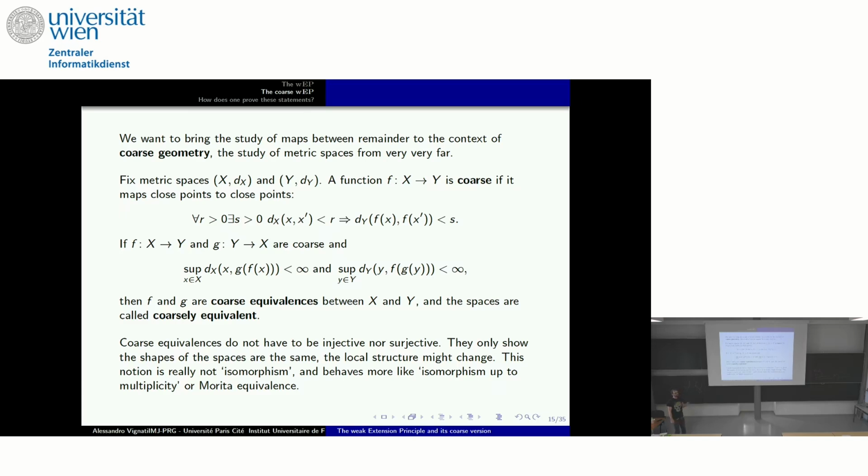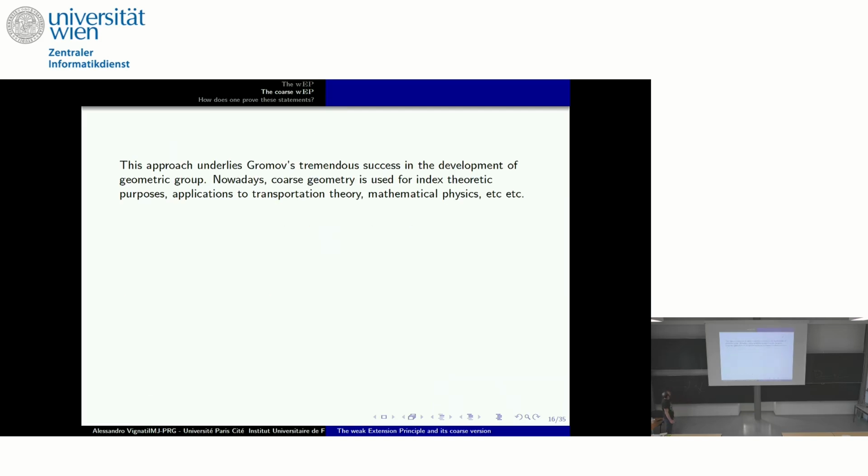But the local structure, well, coarse geometry does not care about topology. I don't care about the local behavior. And it really behaves more like Morita equivalence, or isomorphism up to multiplicity. You see, if you give me any space, I can double every point. The two are coarsely equivalent. I just send the two points to the previous one, and the inclusion. All right, so this is more like up to multiplicity.